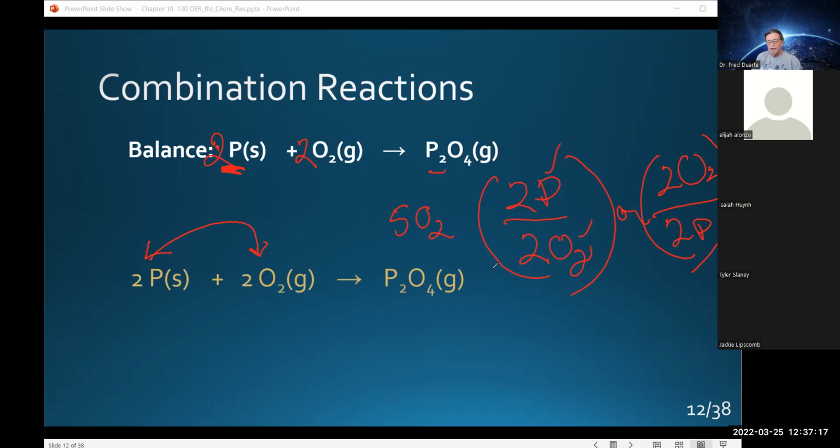Now, I'm sure you recognize that 2 over 2 is a 1-to-1, right? If you recognize that, that's fine. But until you do that and you're comfortable with that, bring the coefficients over, okay? You'll see mathematically that 2 divided by 2 is 1. And so in this scenario here, I would need 5 phosphorus for every 5 oxygens, because it's a 1-to-1 relationship. Okay.